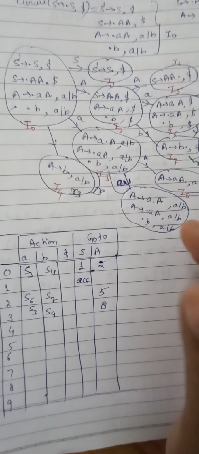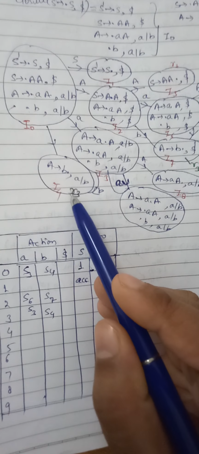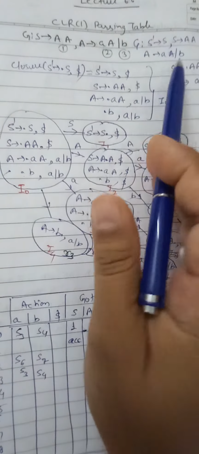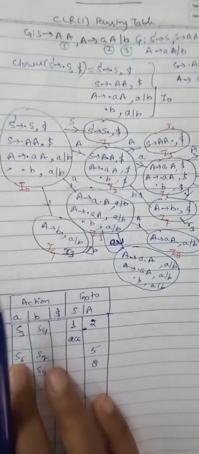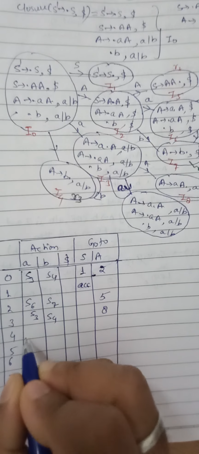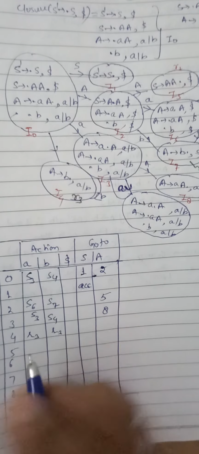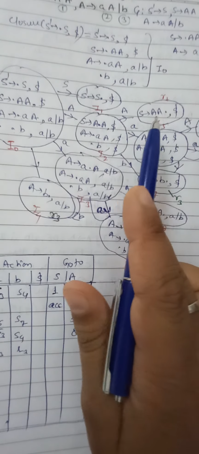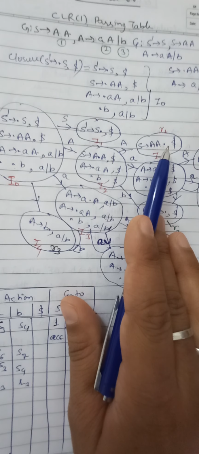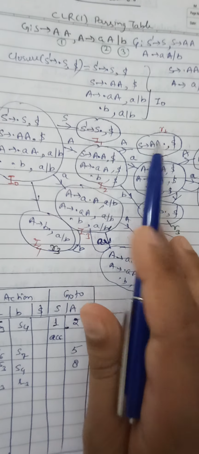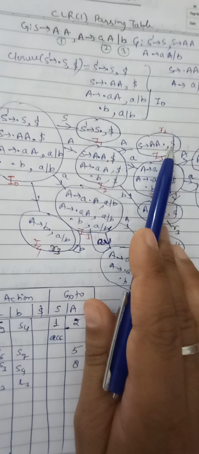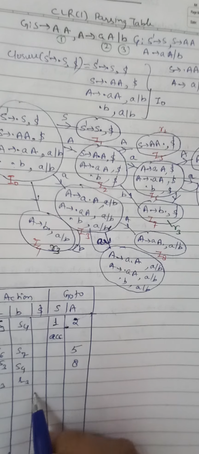Next, at the fourth state I4, it is giving the reduction R3, because the third production is completed, so we will write here R3. And at the fifth state, which one is completed? The first production is completed, so we will write here R1. Since the first production is completed on dollar, we'll write here R1 at the dollar.